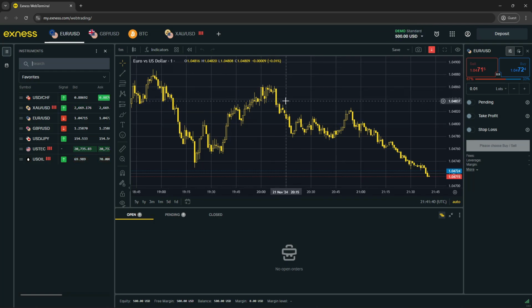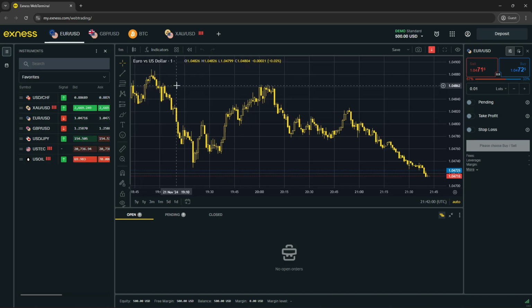So this is your chart. This is how your chart looks. The chart can go up, it can come down. For this video, as you can see here, this is the euro versus US dollar. Normally the versus button is not there, but Xness is just trying to make it easier for you. But for this video, we're not going to use euro versus US dollar. We're going to use something different.